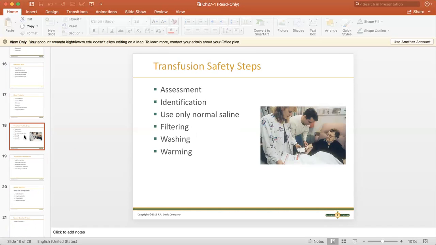Transfusion safety tips. As a side note, what was I going to say? Sorry. Totally forgot what I was going to say. My apologies.